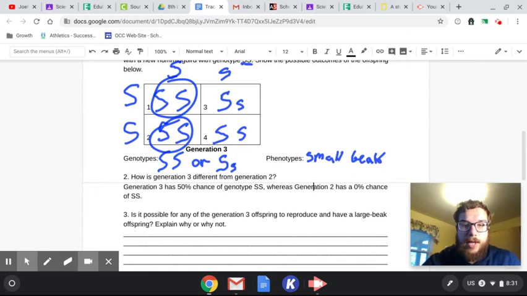I guess we should probably compare the phenotype as well. It says, how is generation 3 different from generation 2? But that would be a similarity. So we don't have to worry about that. Everybody's going to be small beak again in this generation, just like the last one.